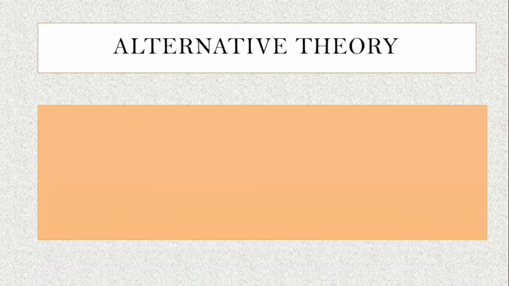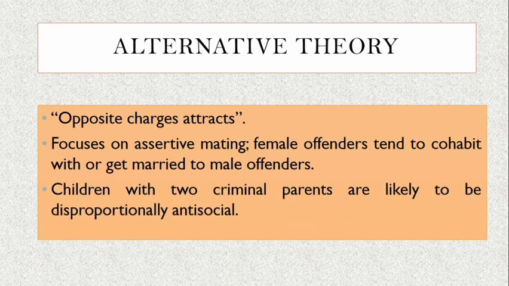Next, alternative theory. According to alternative theory, opposite charges attract. Meaning, a person is attracted to their opposite sex that makes them cohabit with each other. They focus on assortative mating. So, female offenders tend to cohabit with or get married to male offenders. So, children with two criminal parents are likely to have disproportionately antisocial behavior. Because if both of your parents are criminals, therefore the children are most likely to have antisocial behavior.